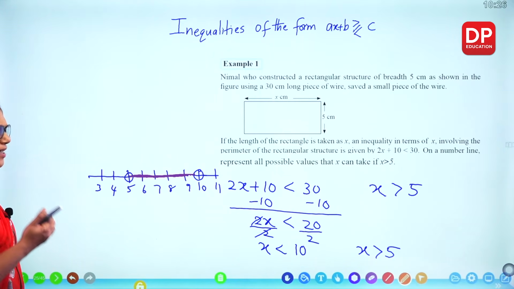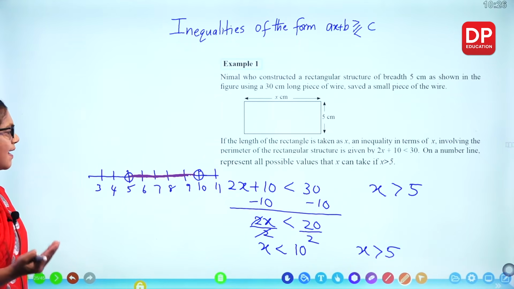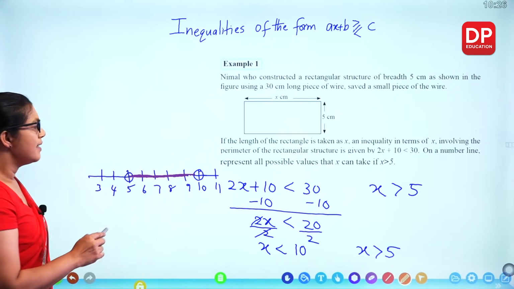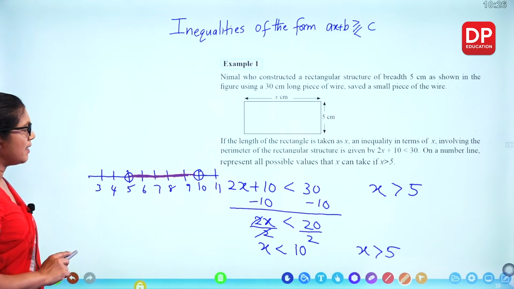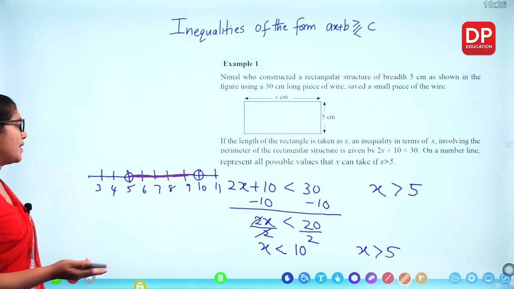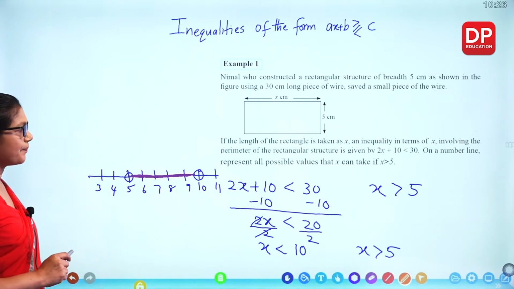So what are the integral values you can take? You can take 6, 7, 8, 9. But they have just asked to show all possible values on a number line. So here it can be a decimal value as well. So that's why we can draw this line.